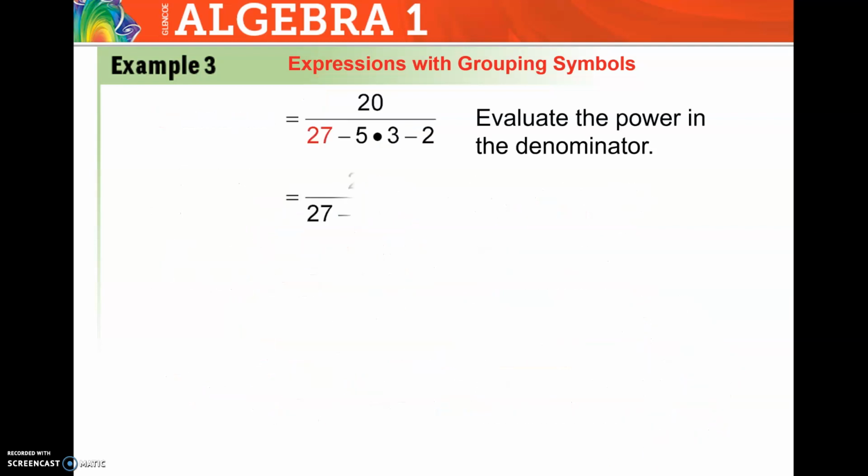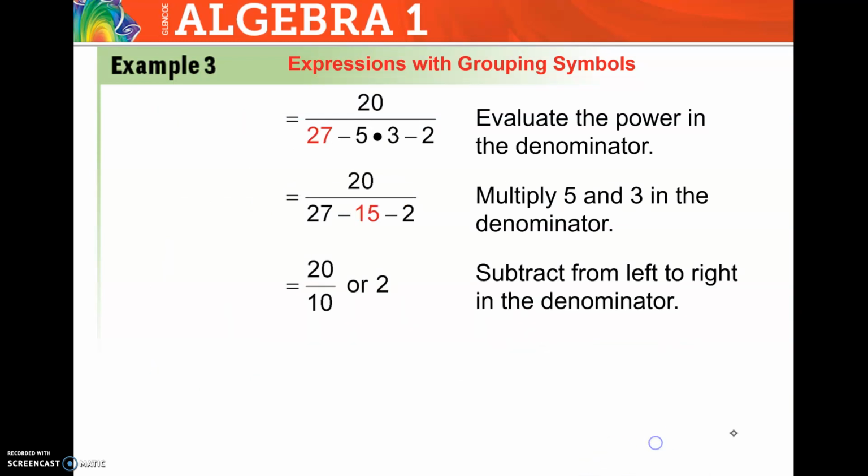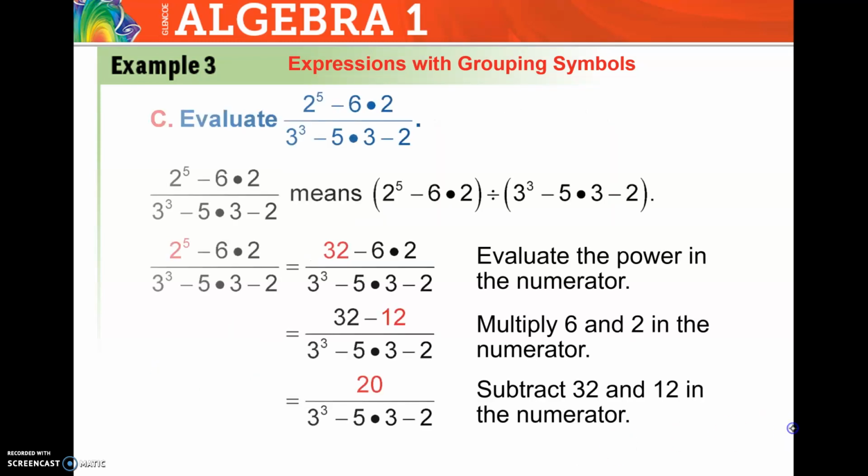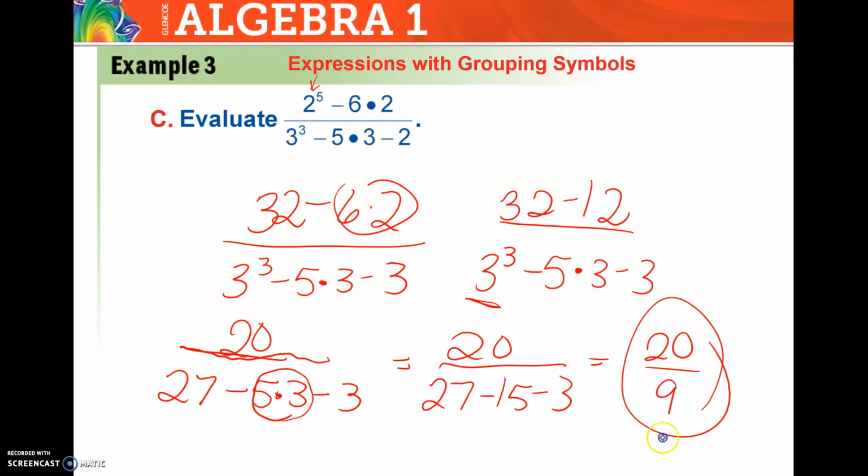Over 10. What did I do wrong here? Oh, this is 2. I'm writing this down wrong. 27 minus 17 is 10. And now I can divide those two because I have my group simplified, so I get 2.